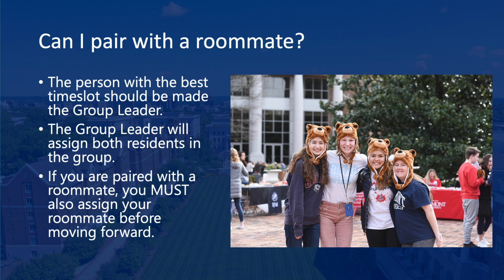The student with the earliest time slot should be made the group leader. The group leader will use their time slot to assign both students at their assigned time, so only the group leader has to complete the process. If you are paired with a roommate, you have to assign your roommate before moving forward. If there are not enough beds available for you and your roommate in your chosen room, you will either have to delete your roommate group to choose that room, or simply find another space with 2 beds available.